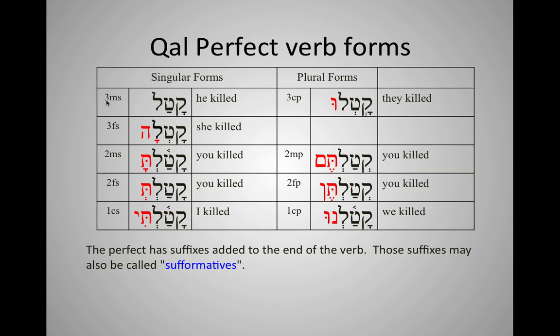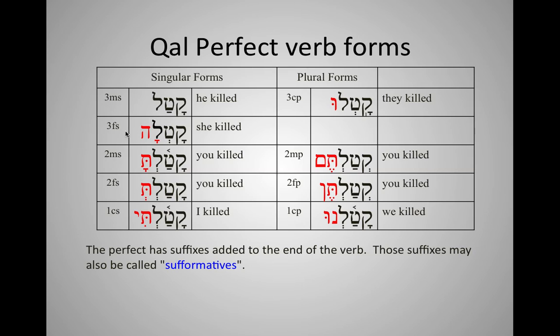So 3 stands for third person, M stands for masculine, and S stands for singular. And the next one stands for, again, third person. Third person, again, is he, she, it, or they. F stands for feminine, so that narrows it. And S stands for singular as well. So there's only one pronoun that fits that bill, and it's she. It's third person, feminine, and singular.